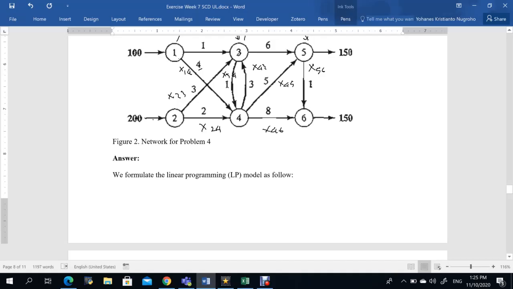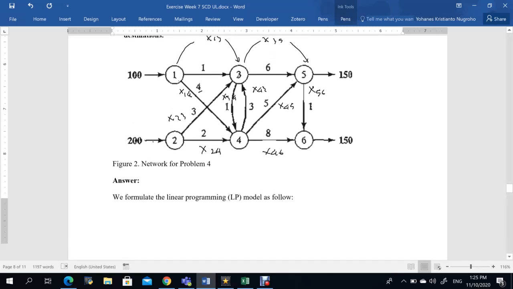The next constraint is that we have to ensure that the demand of 150 from point number 5 and 150 from point number 6 are met. And then we have here x35 plus x45 minus, because the arrow is out from node number 5, minus equal to 150, right?